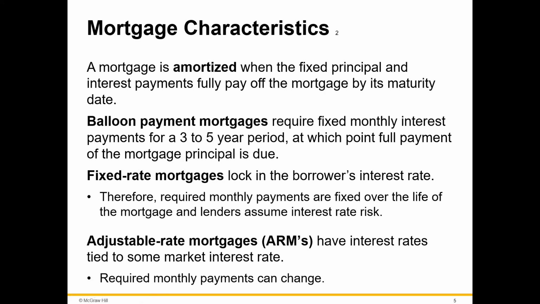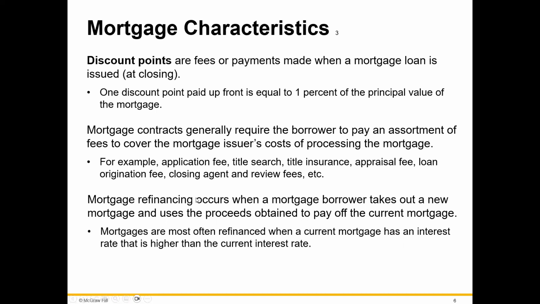Now, then you have the ARMs, the adjustable rate mortgages. They have interest rates tied to some market interest rate. In other words, your interest rate may change. And if the interest changes, your monthly payment can change. It can go up or it can go down. Required monthly payments can change. And that's what they're trying to tell you, because your interest may change.